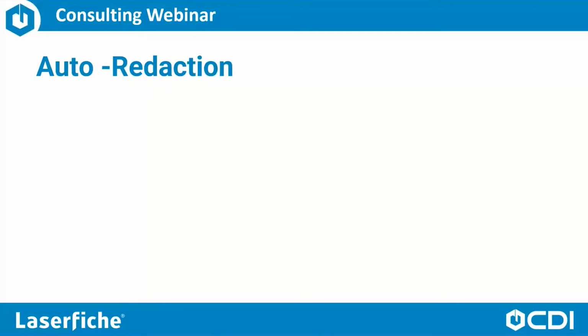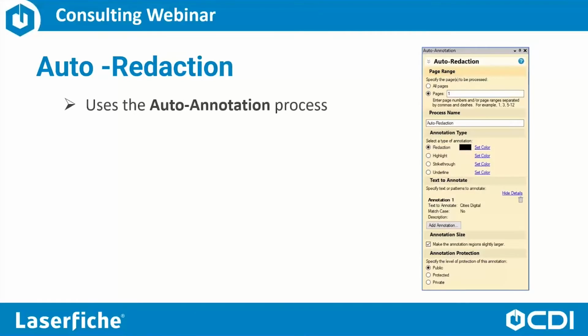The first process we'll be reviewing today is going to be auto redaction. And this is going to be using the auto-annotation process. This process has a lot of configuration options, and it is going to be used mainly for automatically applying redactions to document pages that match a certain specified pattern. The annotations will be applied to an image document and its associated text, or to the text associated with an electronic document, but not to the electronic document itself.